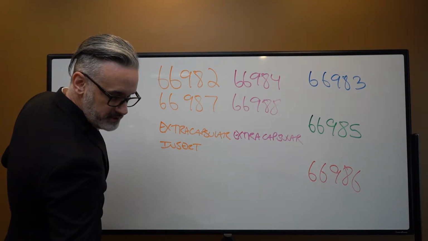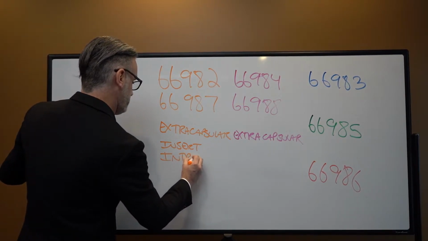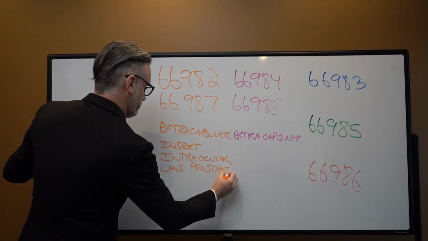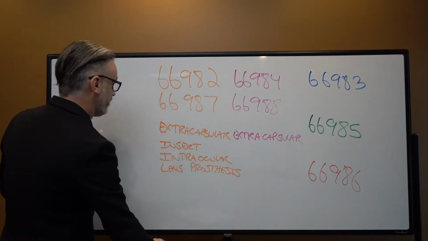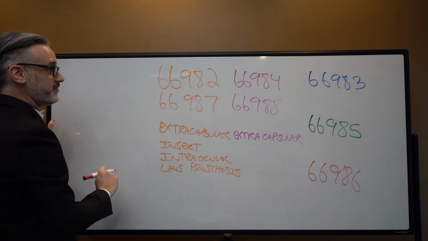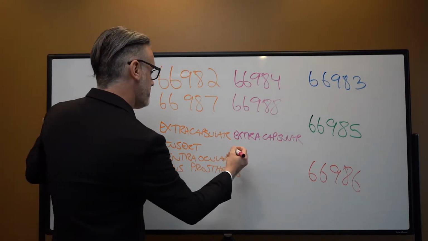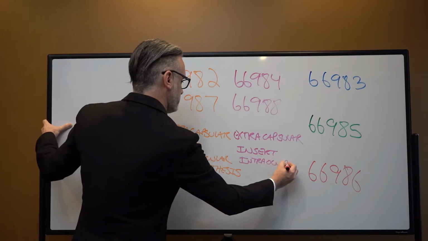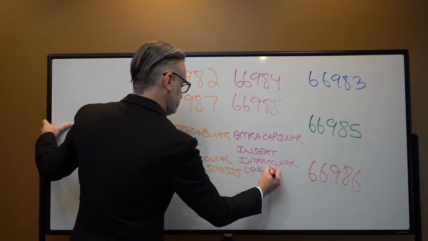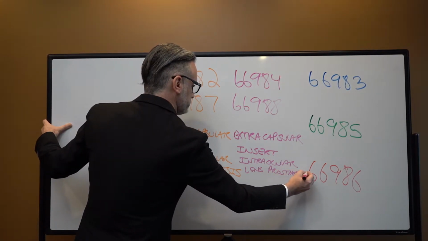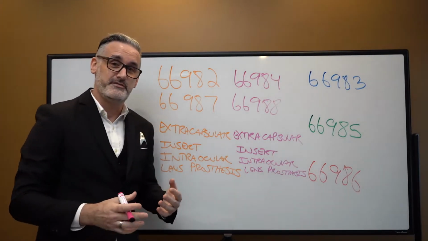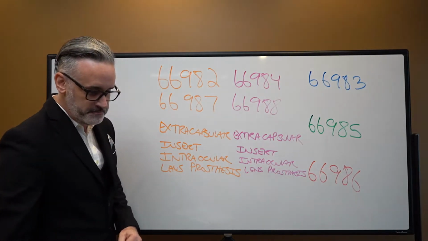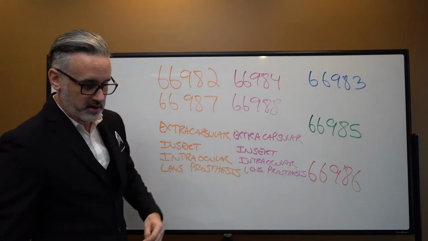I'm just going to double check back, make sure I get my spelling here correctly. So we have that for the orange 66982 and 87. Same thing for the pink 66984 and 66988, where it's also including the insertion of the intraocular lens prosthesis. So far these codes are identical. Remember, we can never have two identical CPT codes, because if we do, then the lovely doctors at the AMA really messed up.